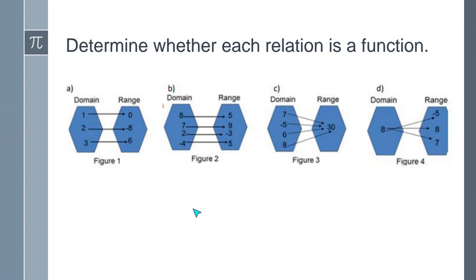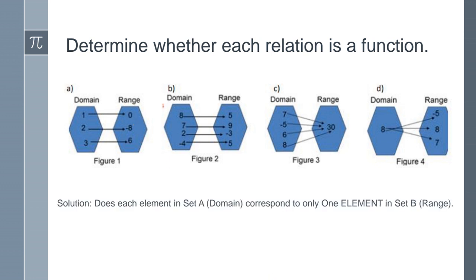So here we have some different examples that are going to make it a little bit more clear. These are all relations right now, but we want to know if these relations are functions. And so they give us a picture, so we'll look at each of them separately. Each of the pictures has a domain and a range, and then they have the elements of the domain and the range.